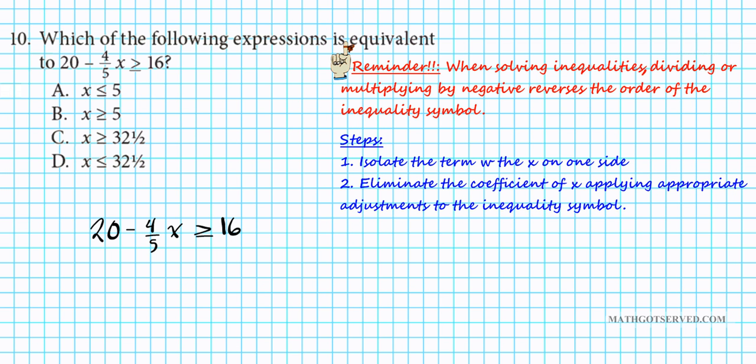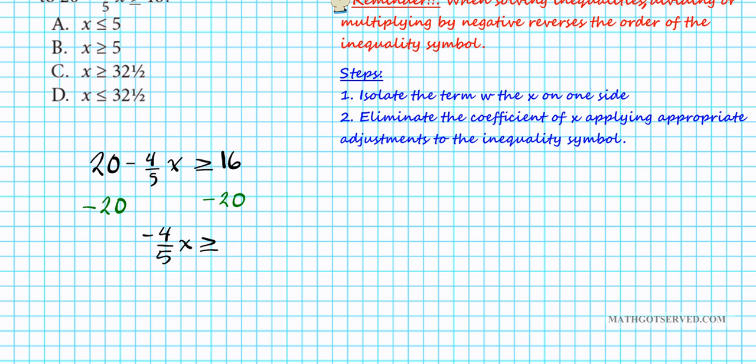So first of all, we'll subtract 20 from both sides so we can isolate the term with the x, okay? All right, subtract 20 from both sides. So we have negative 4 over 5x is greater than or equal to, now these two numbers have different signs, so we'll subtract 4 and keep the sign of the bigger, negative.